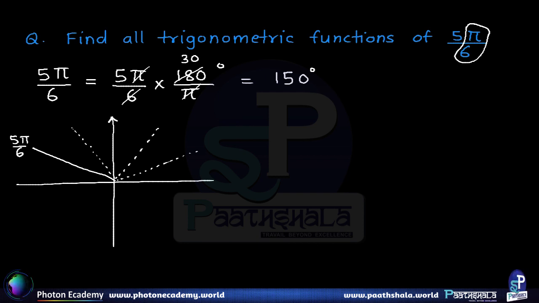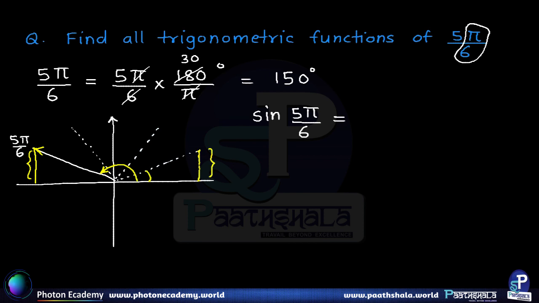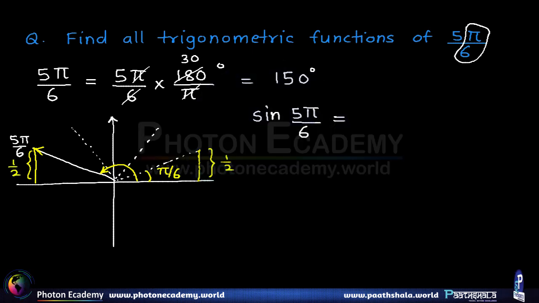Now coming to the sine ratio, that is sine of 5 pi by 6 equal to, now we see sine is nothing but the y coordinate of this particular angle. The yellow colored angle is 5 pi by 6. So its sine ratio, which is nothing but y coordinate, is the same as the y coordinate of the original angle, that is pi by 6 in the first quadrant, which is nothing but 30 degrees. And we know that sine of 30 degrees is 1 by 2, so the same will be the value of sine of 5 pi by 6 also. So clearly sine of 5 pi by 6 is 1 by 2.